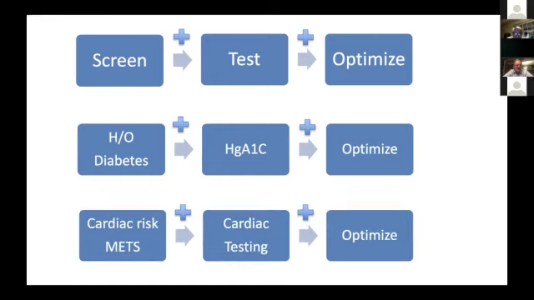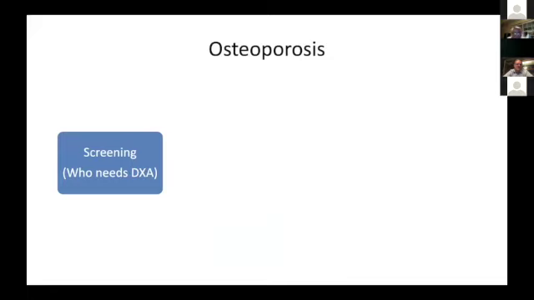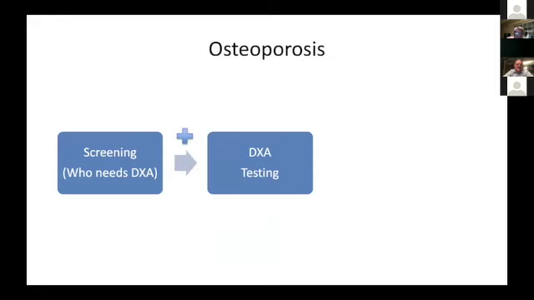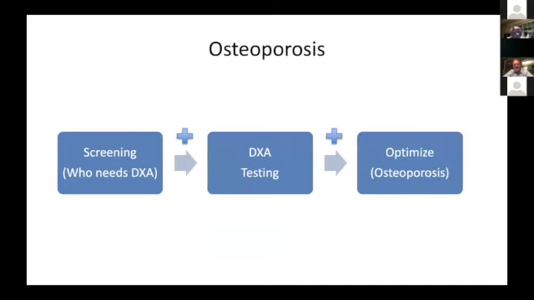Same thing for cardiac risk, we use METs. If they can't walk up 2 flights of stairs without getting short of breath, they see the cardiologist, get an echo, and if that's positive, then they get optimized before we consider surgery. Well, osteoporosis is going to work the same way. We, first of all, screen them to determine who needs a DEXA. If they pass the screening test for DEXA, then we obtain a DEXA. And then we use the DEXA with the risk factors to determine whether they need to have treatment for their osteoporosis before surgery.